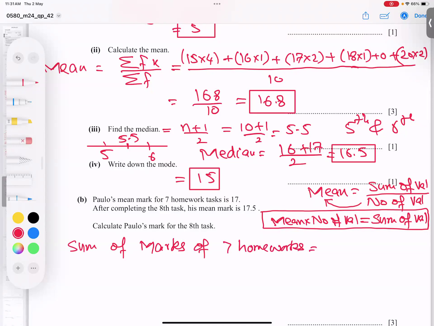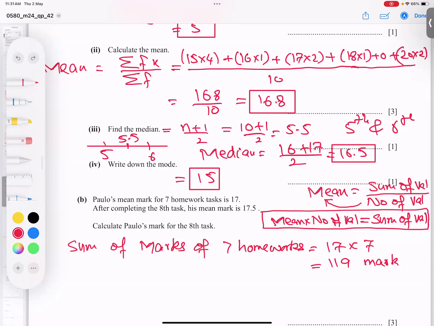I repeat my words. The mean mark for 7 homeworks is 17. So this is the mean, and the formula is mean times the number of values. The mean for 7 homeworks is 17 and the number of homeworks is 7. If I multiply them, 7 times 17, I get 119. So this many marks in total if we add his marks on all 7 homeworks.